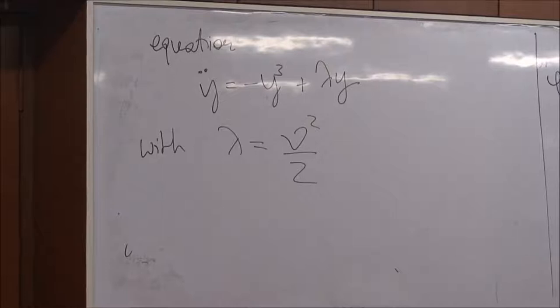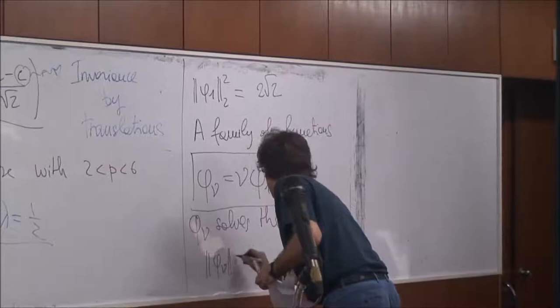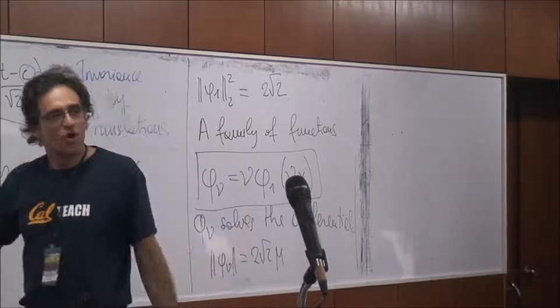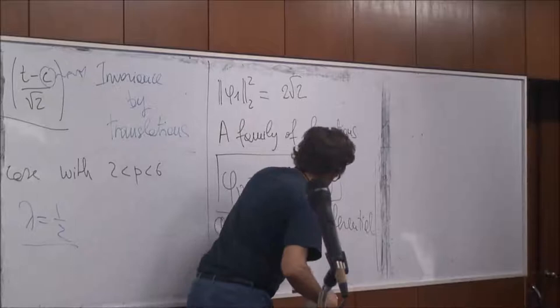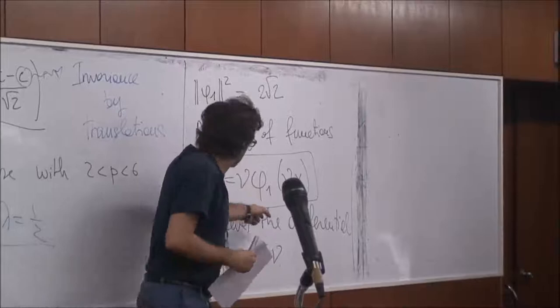And what about the mass? It's very simple to see that the mass of phi mu is 2 square root of mu times mu. So, go back. For every value of the mass mu, there is a value of mu. Okay? From the value of mu, we immediately construct the solution.